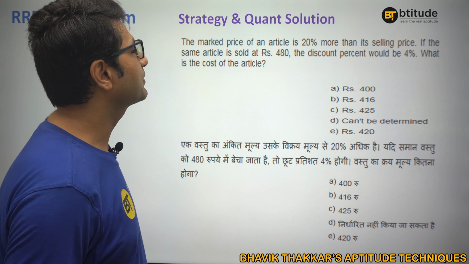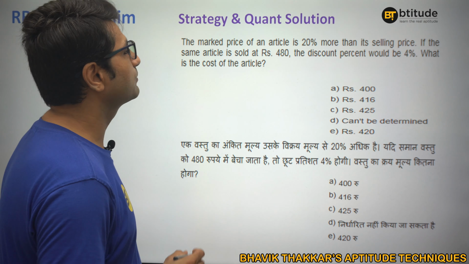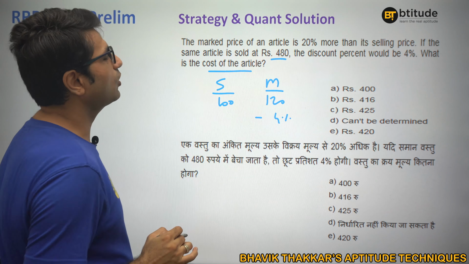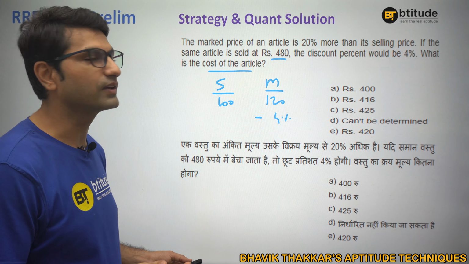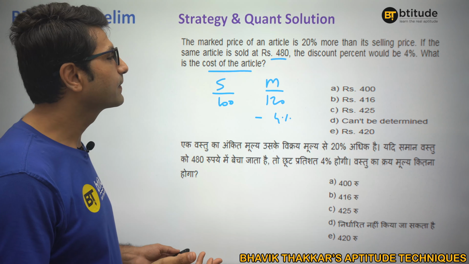Marked price is 20% more than selling price. So if selling price is 100, marked price is 120. Okay. The same article is sold for rupees 480, then the discount percent. So if I give 4% discount on it, okay, 480 is the selling price. What is the cost price? The data is not given about cost price, right? So there is no point in doing any calculation, it can't be determined. Nowhere is any relation with cost price given, right? Don't do anything, can't be determined, just jump on to the next.